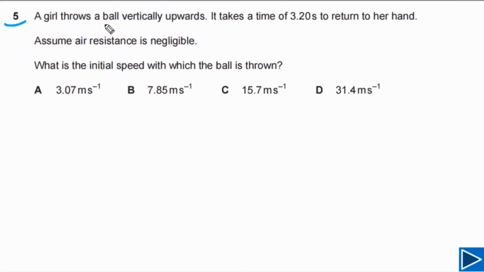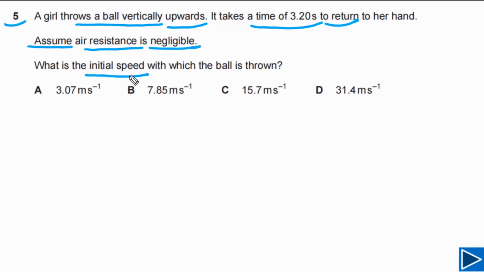For question number 5, it is given to us a ball is thrown vertically upwards. It takes a time of 3.20 seconds to return. It is also given to us, we can assume that air resistance is negligible for this question. We need to calculate initial speed of the ball. So first of all, let's try to sketch. Imagine that this is the ball. We throw this ball upwards with velocity u. So this is the initial speed of the ball.